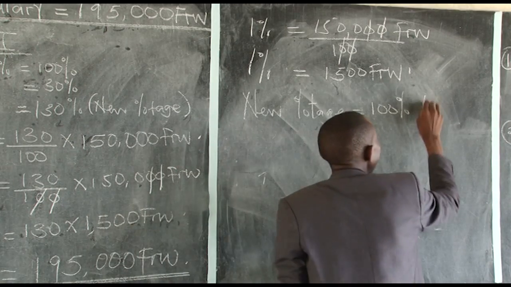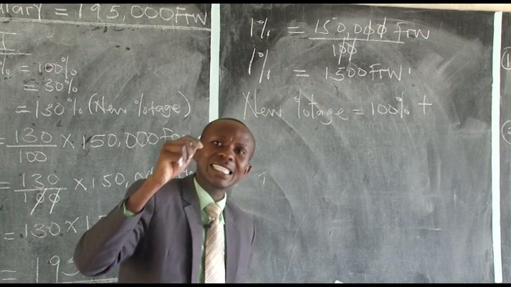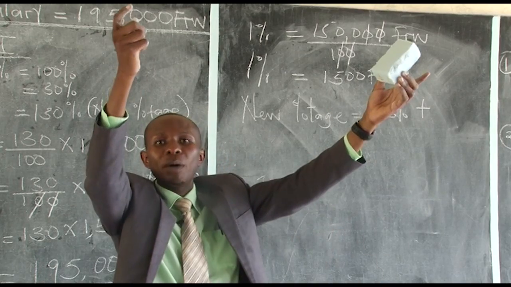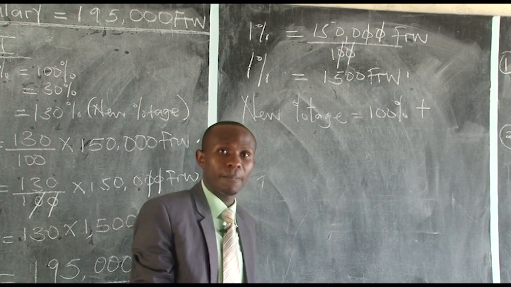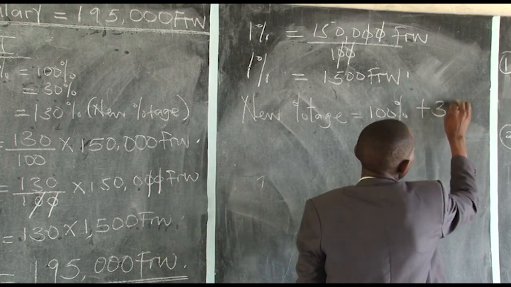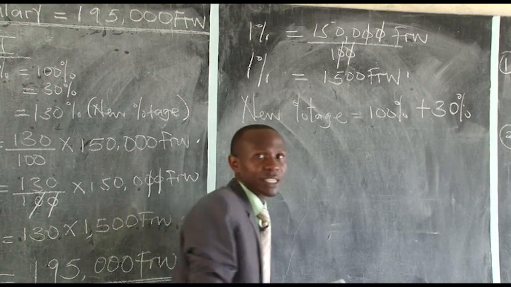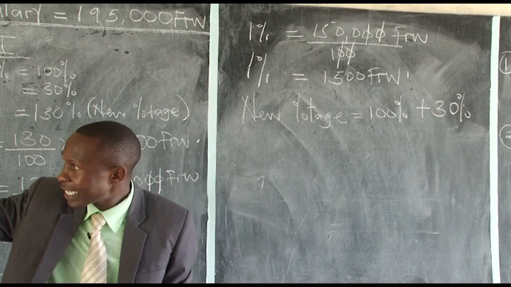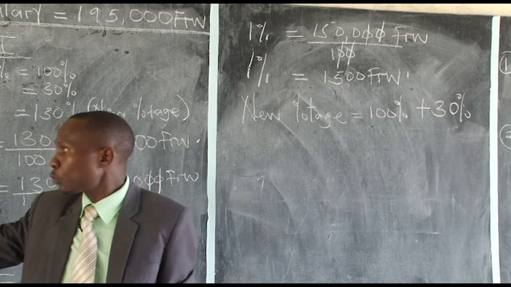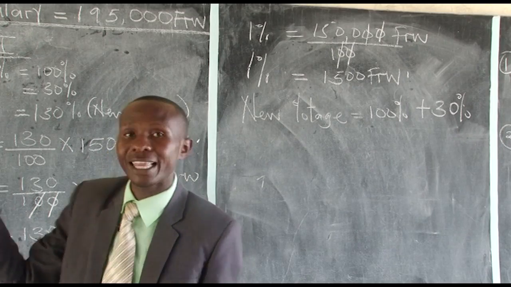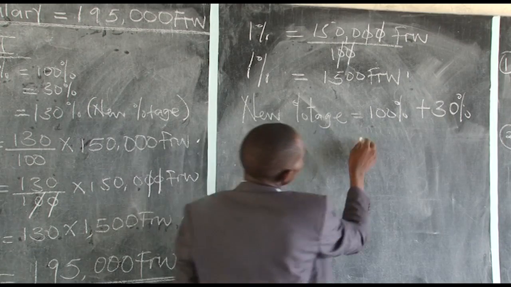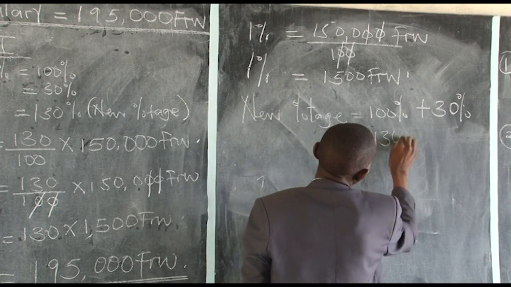Then we add the new percentage. That new percentage is the percentage that is increasing his salary from 150 to another amount of money, which we don't know and are looking for. So we shall have 100% plus 30%. Where are we getting 30% from? From the question. The question said a teacher's salary from Wisdom Center, Nursery and Primary School in Bugesera District was increased by 30%. That is where I'm getting 30%. So the new percentage will be 130%.